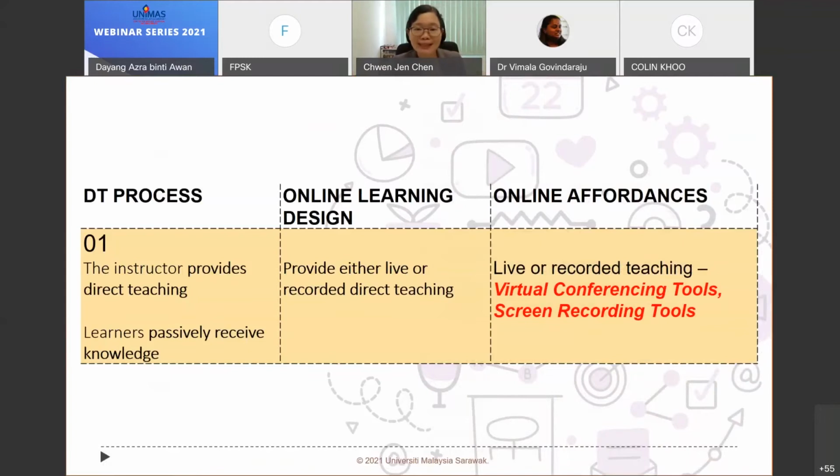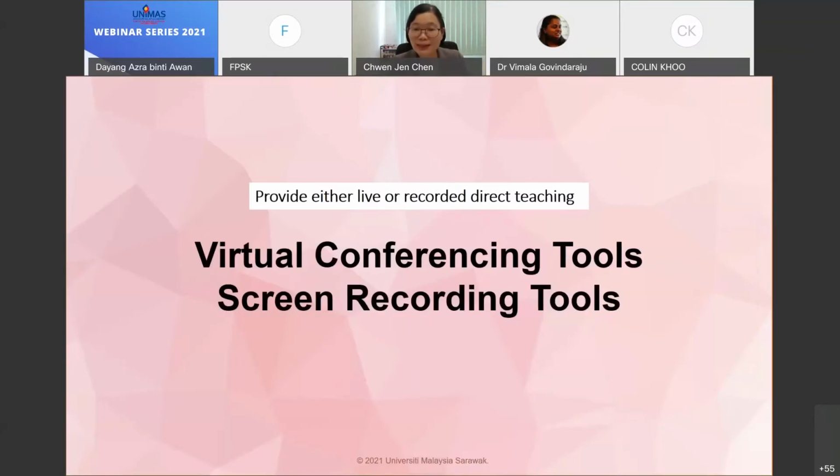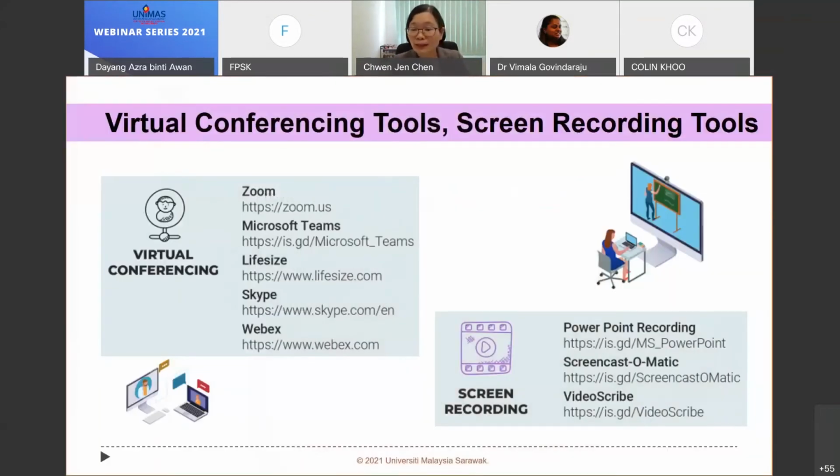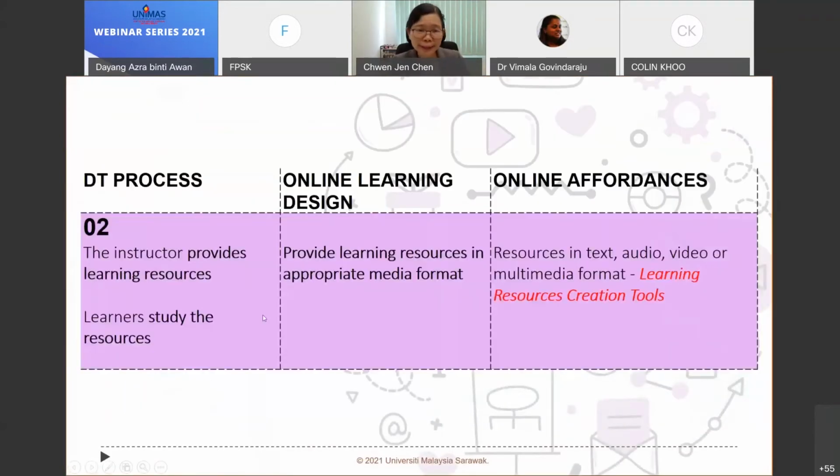So in this case, if I want to provide live teaching, fine, I can use virtual conferencing tools, right? I can use screen recording tools if I want to record my teaching, fine, that's done. So these are examples of the tools that you may be very familiar with. Some of you may be using virtual conferencing tools a lot, and also screen recording tools, you can use some of this.